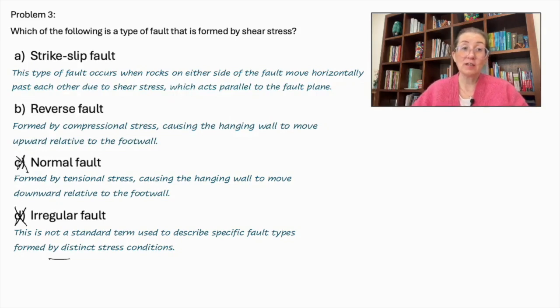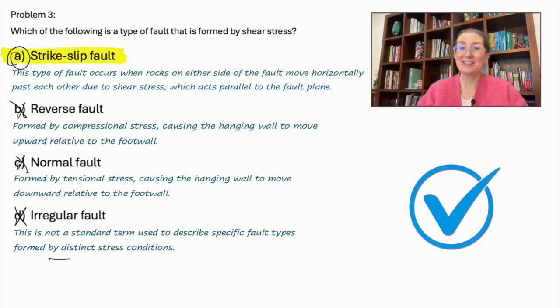Reverse fault. This is formed by compressional stress causing the hanging wall to move upward relative to the foot wall, so we can cross that out as well. Strike slip fault. This type of fault occurs when rocks on either side of the fault move horizontally past each other due to shear stress, which acts parallel to the fault plane, and that is the correct answer.